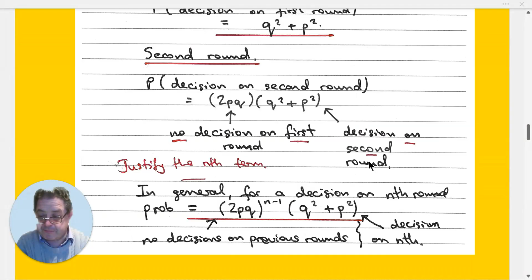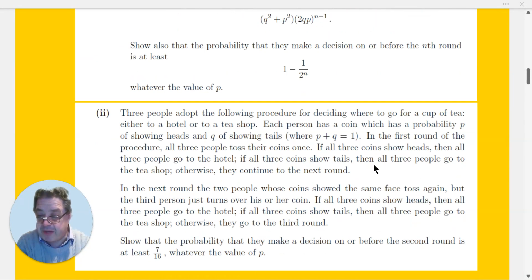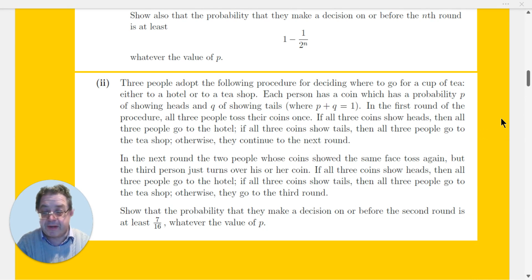Part 2 of the question. This time we're going to have 3 people doing something similar, not quite the same. We need to read it carefully. 3 people adopt the following procedure. They each have a coin, probabilities p and q again. They all toss the coin.